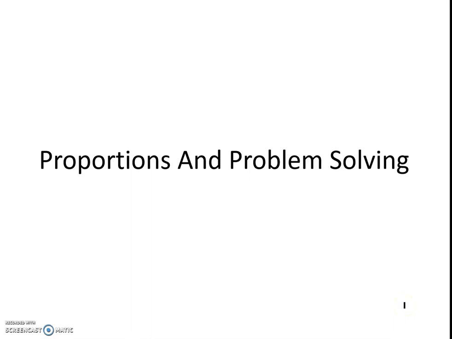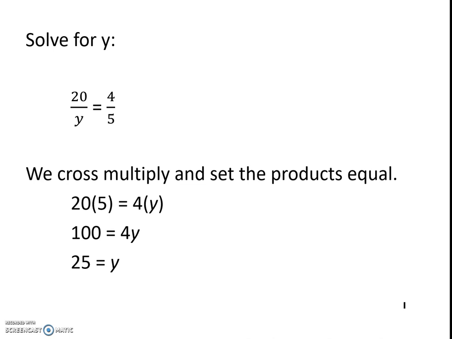Today we're going to be looking at proportions and problem solving. Our first example is to solve for y, and we're given 20 divided by y equals 4 over 5. Well, we cross multiply and set the products equal, so 20 times 5 equals 4 times y. 20 times 5 is 100. We don't want 4y, so we divide both sides by 4, and we find that y equals 25.